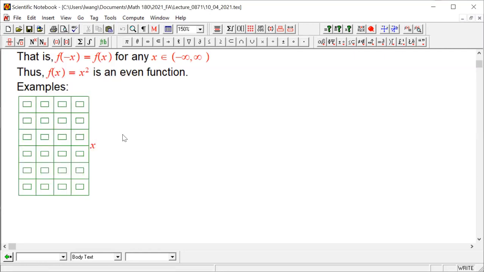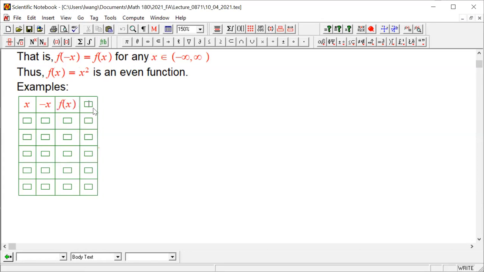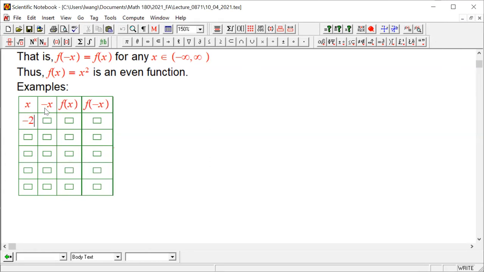So I have the input, I have a negative x, and I'm going to have you guys calculate f of x and f of negative x. I'm going to give you some specific numbers. For example, I'm going to give you -2, 3, -1, 5, maybe -4.